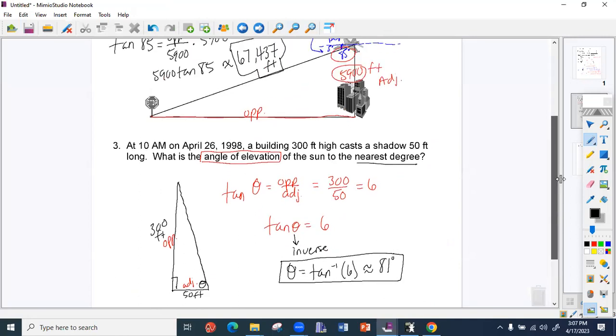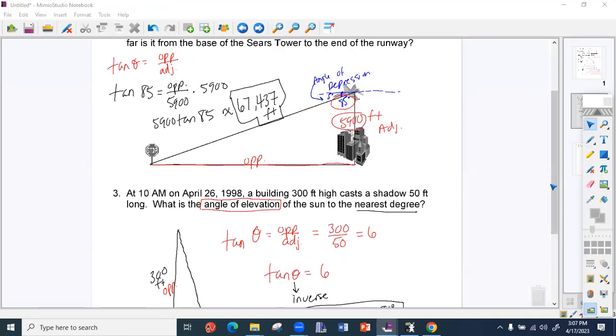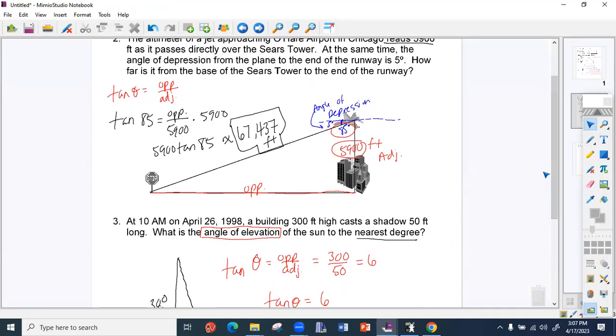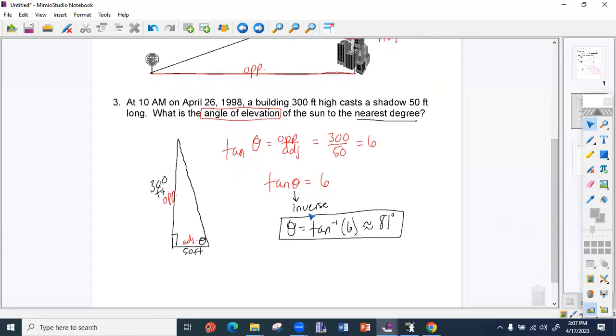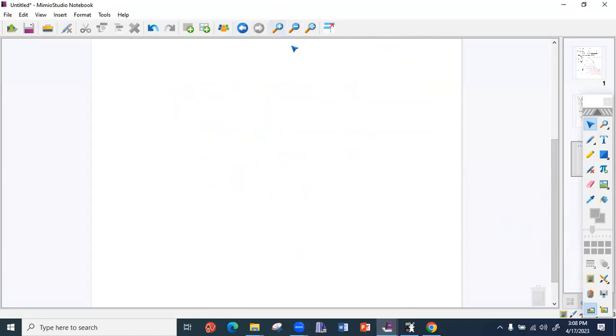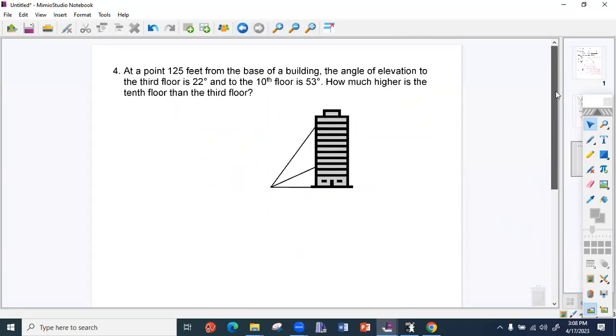All right, so let's talk about the difference between the two problems. In the first word problem, we just used tan, right? That's because we were looking for a side. In the second problem, we used tan inverse because we're looking for our theta, our angle. Do we see the difference? Yes? All right. The last one.